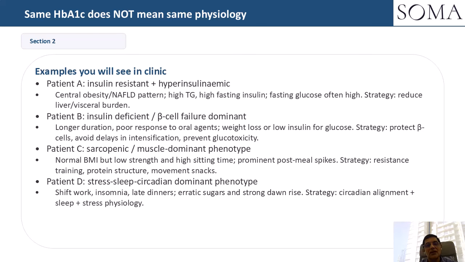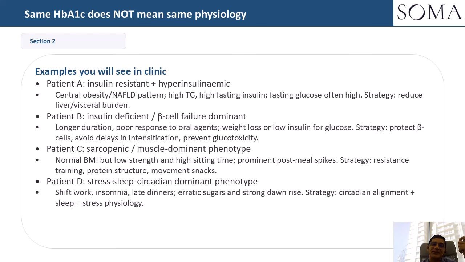And patient C may just have fatty liver as the central driver, and patient D may have sarcopenia and low muscle mass as the dominant driver, and patient E may have sleep deprivation, chronic stress and cortisol excess as the dominant perpetuator. Same diagnosis, very different biology.